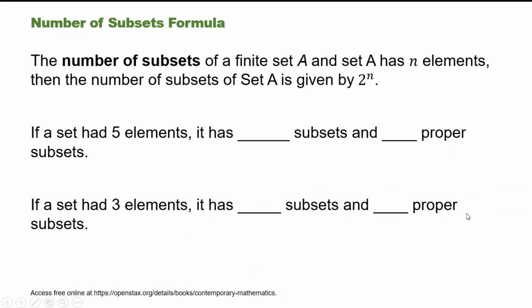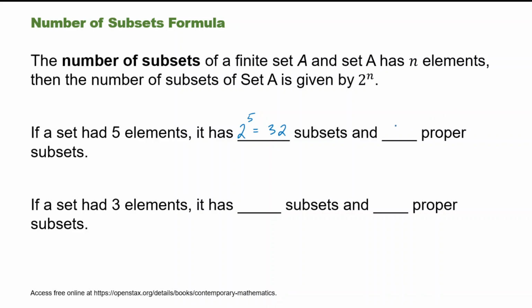The number of subsets formula. So the number of subsets of a finite set A, if A has n elements, okay, so n being the cardinality, then the number of subsets of set A is given by 2 to the n. So if a set had 5 elements, then it has 2 to the 5th power subsets, which if we grab a calculator, that is 32.